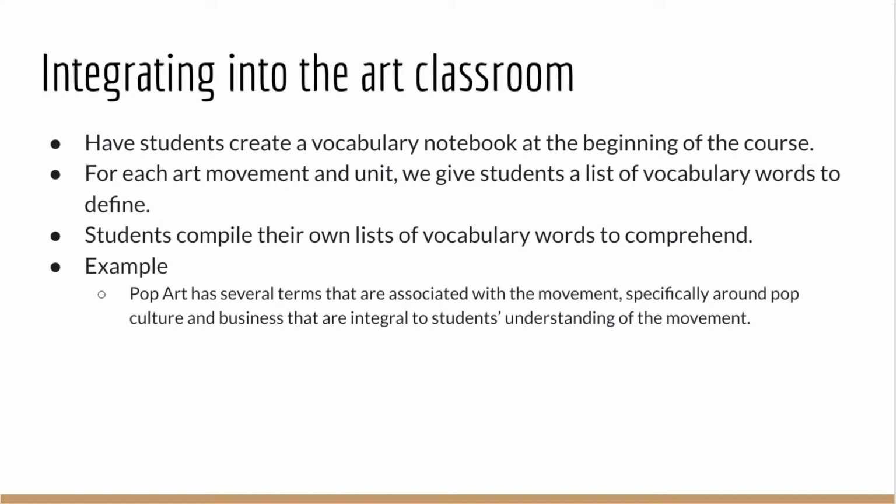At the beginning of the course, we would have the students create their notebooks. This is as easy as them just having a spiral notebook designated for vocab words. Then for each art movement or unit that we cover, we would give our students a list of words that would be required to document in their notebooks. The student would be able to write other words as well.